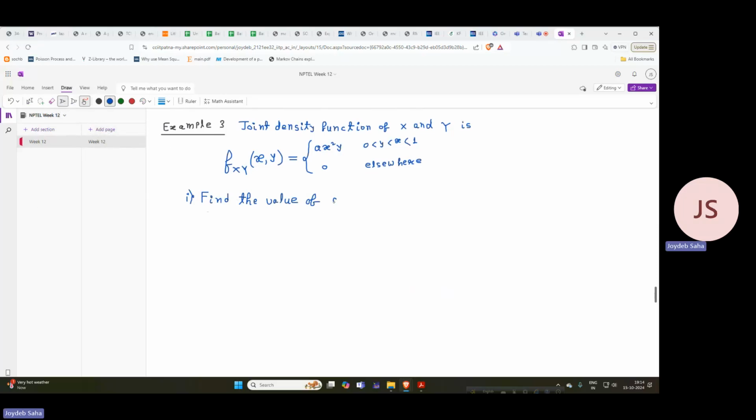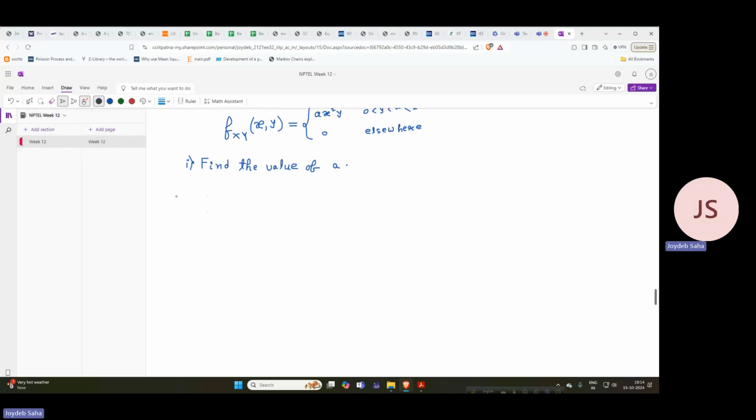Find the value of A. Okay, this is our first question, or first part of this question. So again, solve in the similar manner.